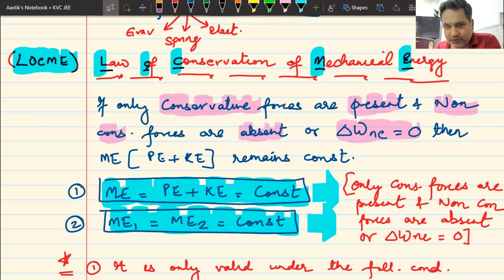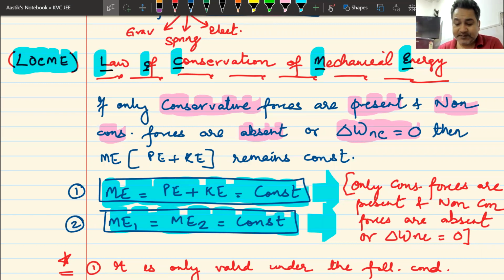We are not going to use that law of conservation of energy in problems. What we are going to use in problems, Vahini, that's correct, LOCME, is the law of conservation of mechanical energy.